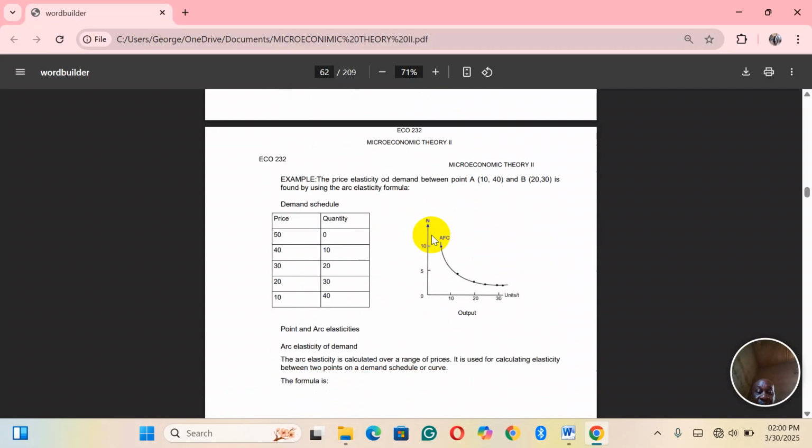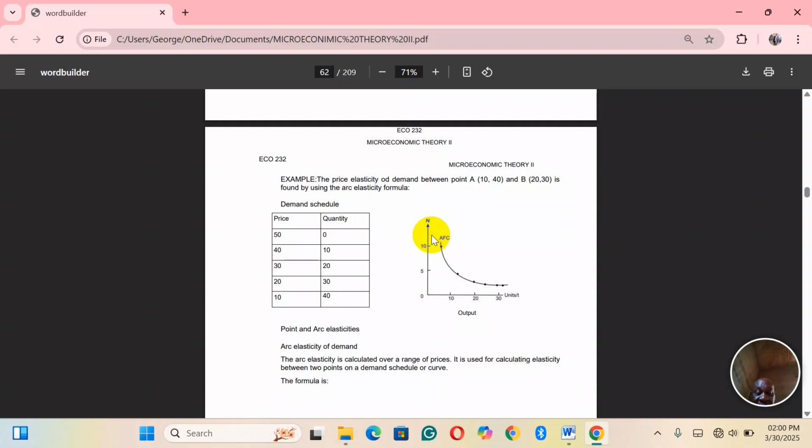And so, for example, the price elasticity of demand between points A and B is found by using the arc elasticity. And so we have price 50, quantity 0; price 40, quantity 10; and 30, and 20. And so we have them like that. Then we can have the slope. You can see the slope there between 10 and 30.